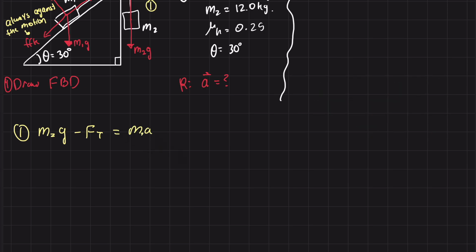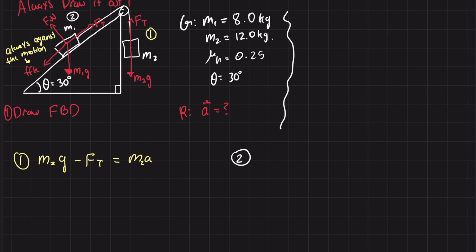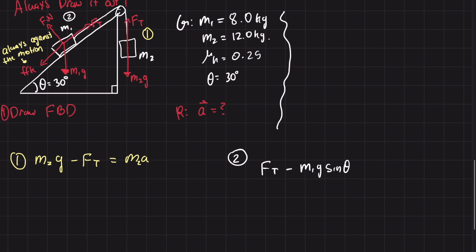Now let's move on to the second equation for mass 1. We know that there are 4 forces acting on this object. We know that the force of tension is going upwards, and we know that the force of friction always opposes the motion, which means it's going to be negative. We have to be careful though, because the force of gravity has a horizontal and vertical component.